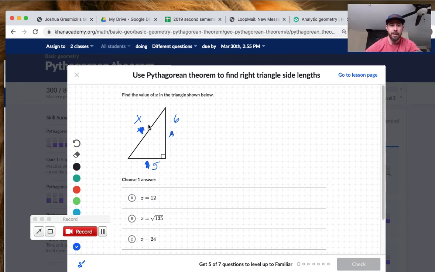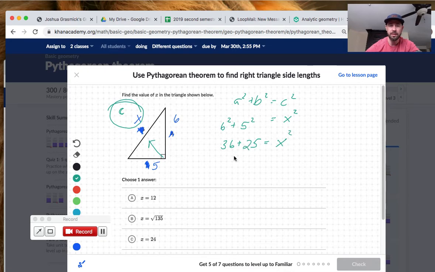All right, now we're back, and let's do this one together. Remember, the first thing I told you was to write down the Pythagorean theorem, a squared plus b squared equals c squared. This guy across from the right angle is going to be my c, so I'm going to put x squared there. It doesn't matter which one's a or b. So I have 6 squared plus 5 squared. 6 squared is 36, 5 squared is 25, equals x squared. And what do we get? I think it's 61. 61 equals x squared. Take the square root of both sides to get x by itself, and we have x equals the square root of 61.